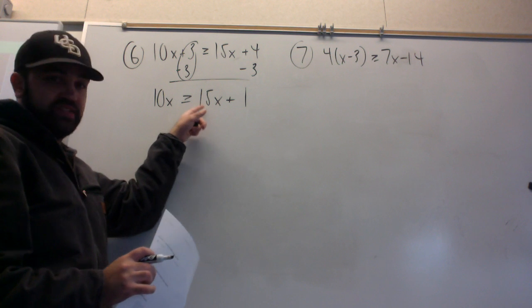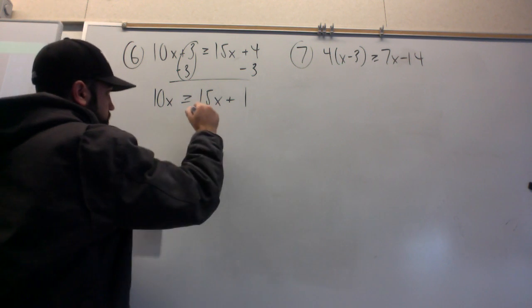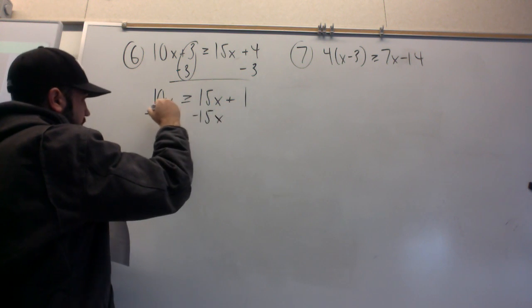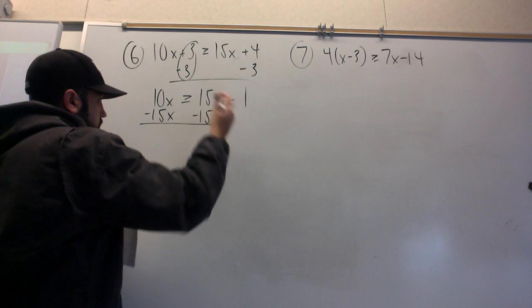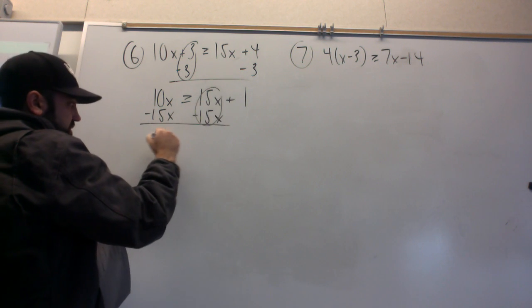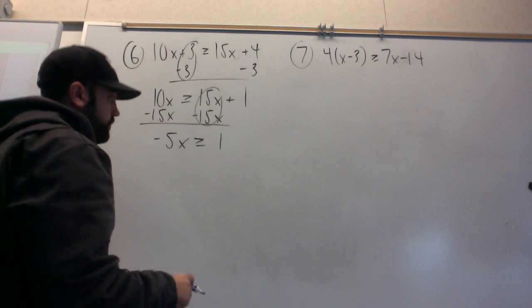Now I need to get rid of this 15x on this side, so I can subtract 15x from there, but what I do there, I need to do here as well. All right, it's like a scale. So 10x minus 15x is negative 5x, greater than or equal to 1.